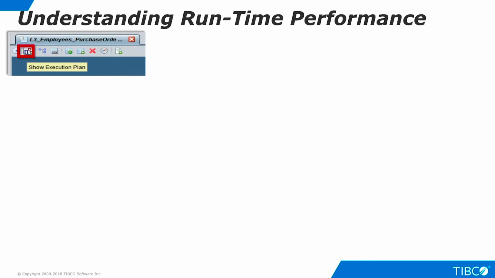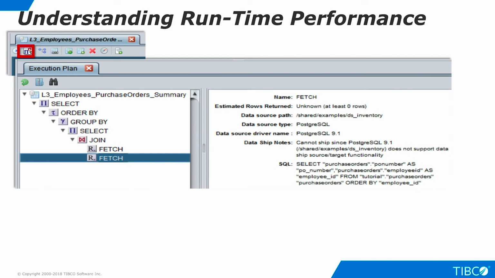To see what happens at runtime, click the execution plan icon on the view's toolbar. As the execution plan shows, TDV does not actually build each intermediate view at runtime. Let's examine the fetch to the purchase orders data source. Notice that TDV only retrieves the columns specified in the application layer.